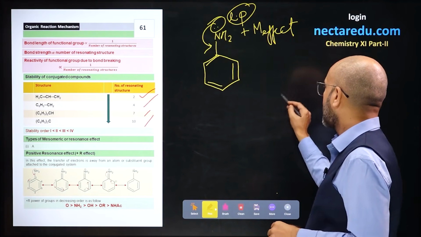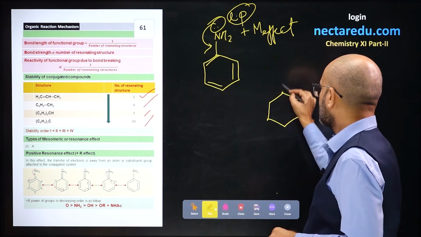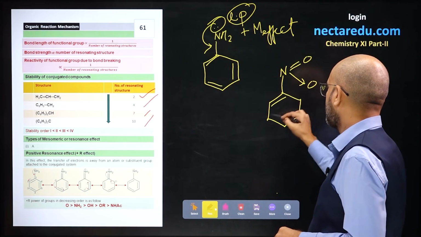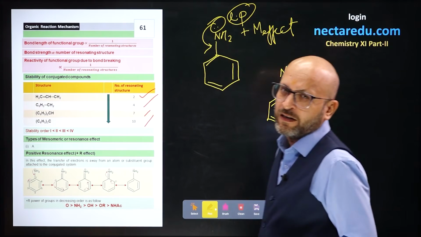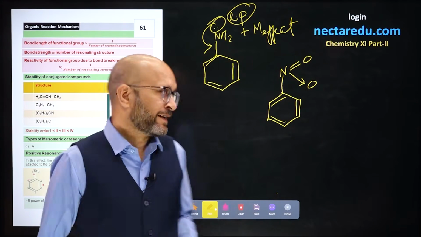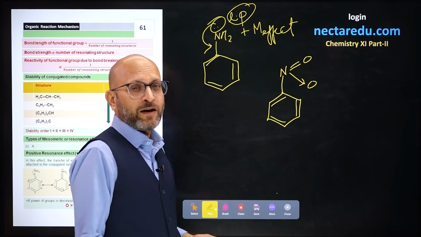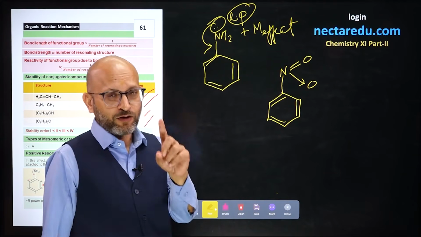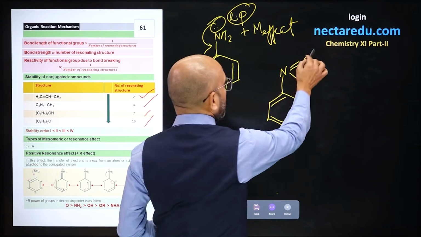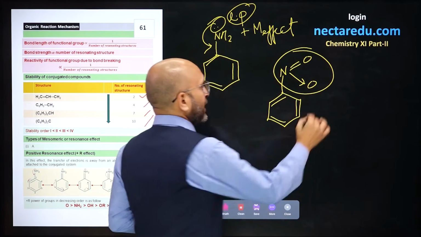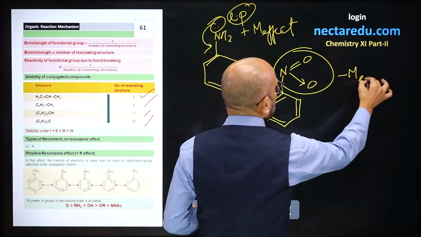Next, I'll take NO2. So, what is there in NO2? What do you say? Does it have a lone pair? I think your answer will be no. Nitrogen does not have a lone pair in NO2, but it does have a pi bond. So, for a group of atoms, if the atom attached to the ring has a pi bond, then it will show negative mesomeric effect or minus M effect.